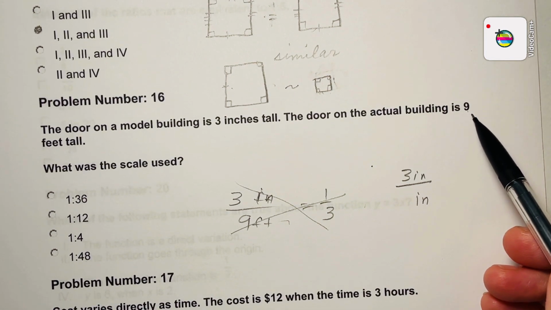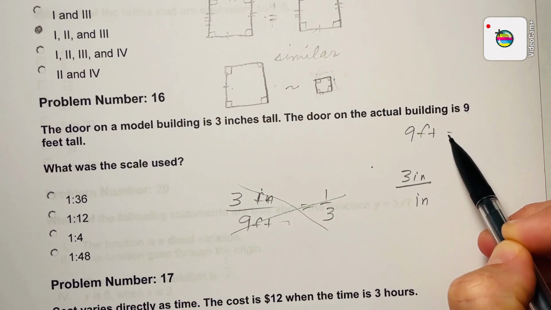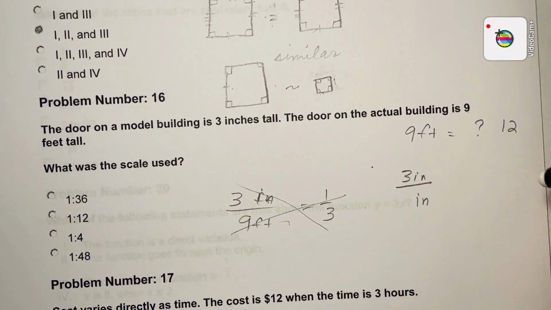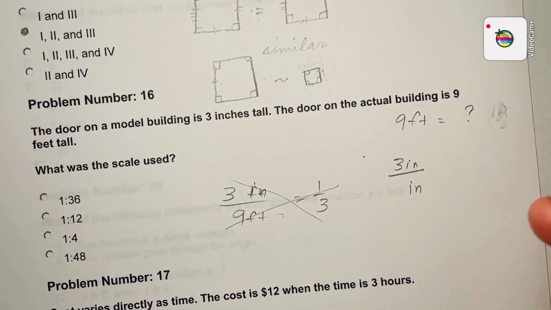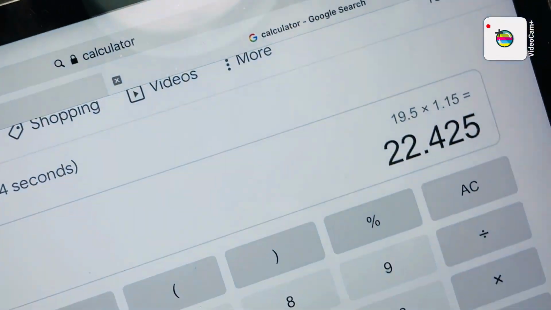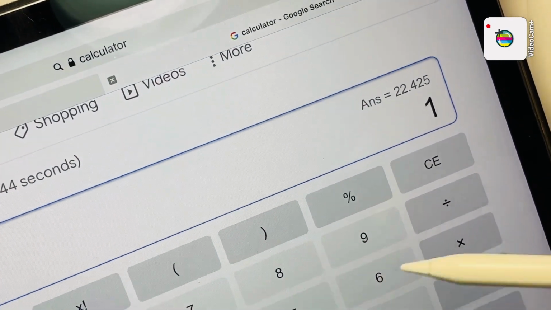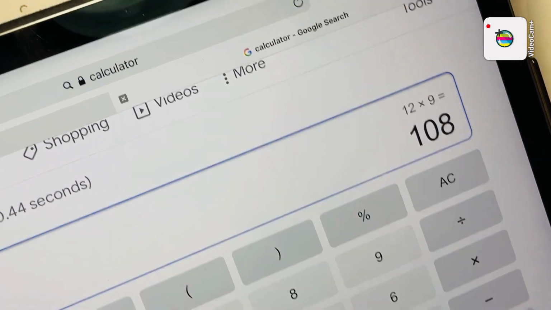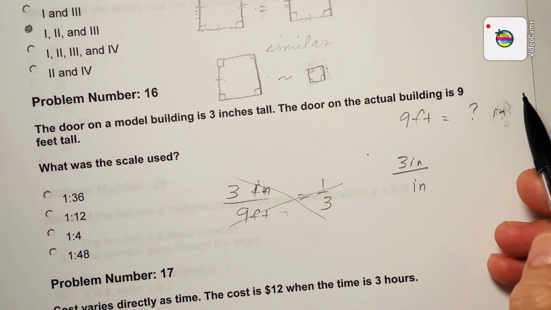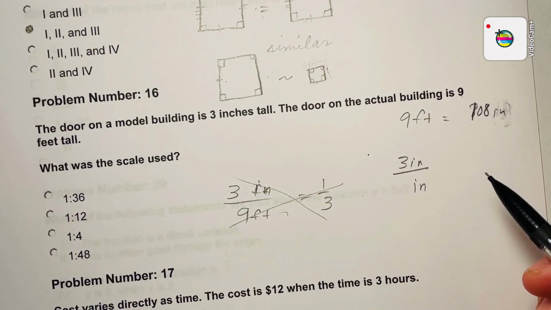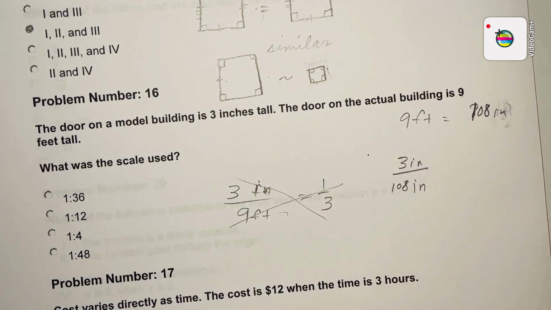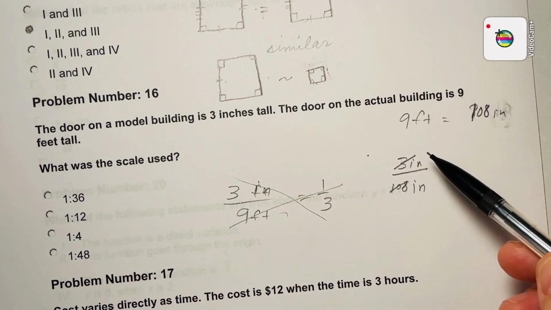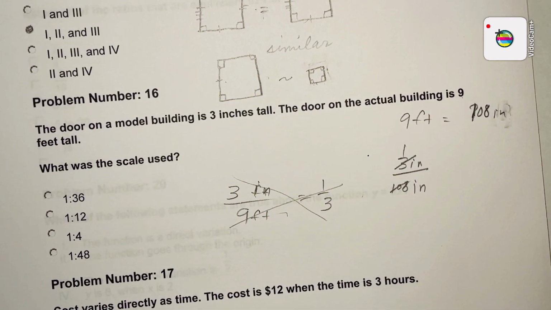So how many inches are in 9 feet? Oops, not 12. 12 inches are in 1 foot. We know that there's 12 inches in a foot. So let's just multiply 12 by 9. I hope you know there's 12 inches in a foot. 108. Okay, so 9 feet is equal to 108 inches. So in this fraction, we're going to put 3/108. Then we have to reduce that. How many times does 3 go into 108?